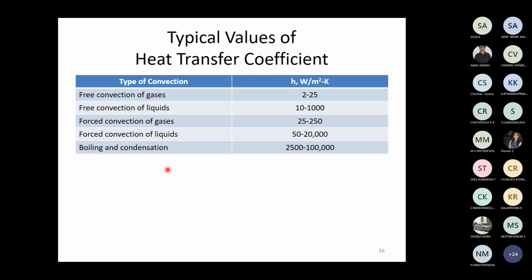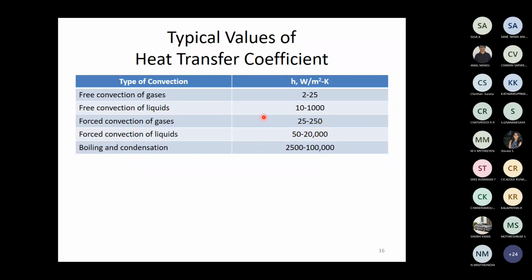In either boiling or condensation, you see the heat transfer coefficients are extremely large. Another thing you can notice from this table is that when our fluid is a gas, in general, the heat transfer coefficient will be poor. For free convection, gases have a lower heat transfer coefficient range than liquids. Similarly, for forced convection conditions, gases have lower heat transfer coefficients than liquids.